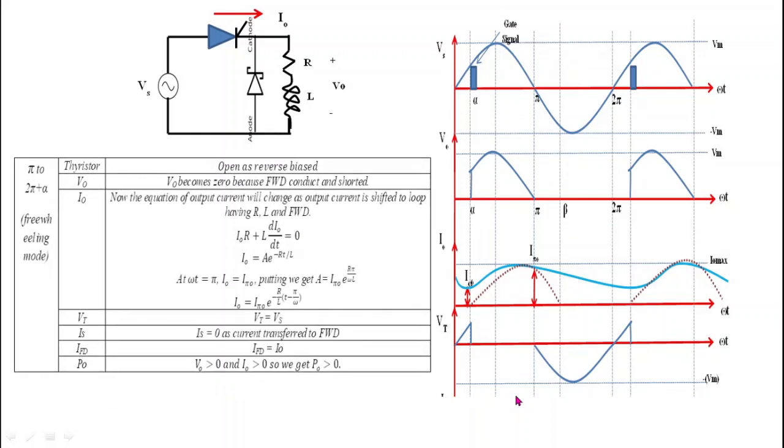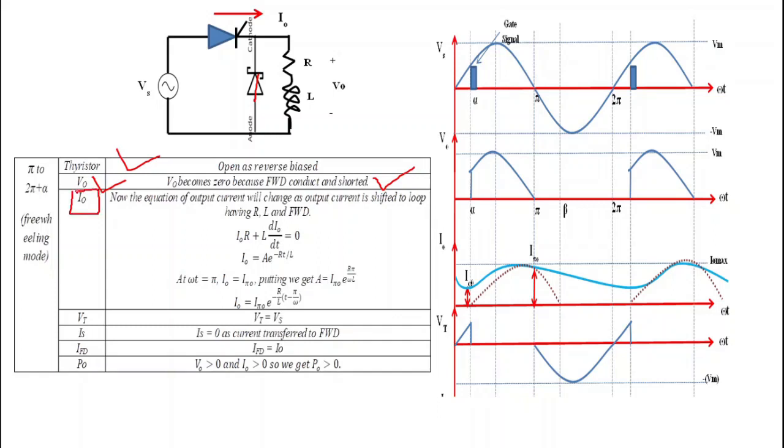Okay. So after knowing all this, now we can easily understand the operation of discontinuous conduction mode from pi to 2 pi plus alpha. From pi to 2 pi plus alpha, what happens? Thyristor continues to act as open circuit because it is reverse biased, and current across thyristor is also zero. That's why it acts as open circuit. Here this thyristor acts as open circuit, and what do we get as output voltage V0? We get output voltage V0 equal to 0 due to the short circuited freewheeling diode.